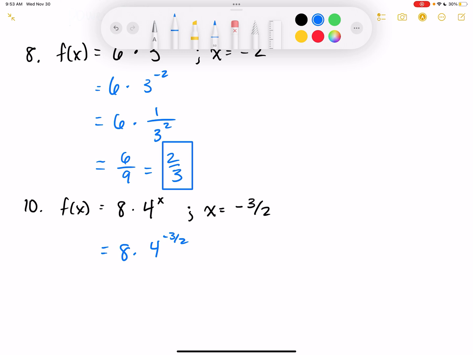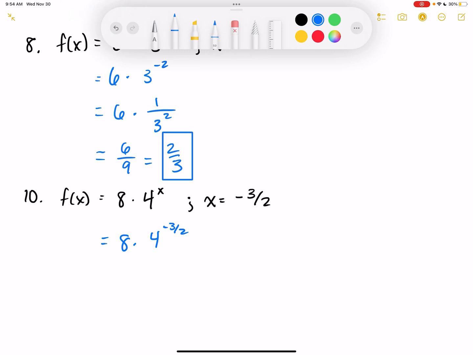I would recommend, if possible, that you always take the root first because it'll make your life a lot easier. Because having to cube 4 and then take the square root of it, now in this particular case it wouldn't be that bad, but it's a lot easier to take the square root and then cube that number, typically. Now it is negative, so I'm going to go ahead and move it to the bottom first. So that's 8 times 1 over 4 to the 3 halves.